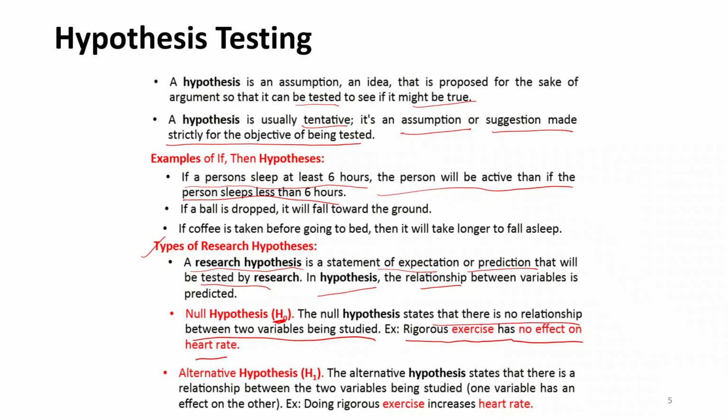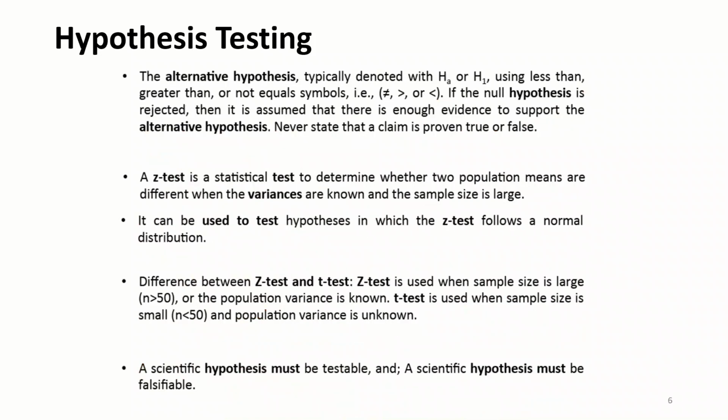And the alternative hypothesis states that there is a relationship between the two variables being studied. One variable has an effect on the other. So an example is: doing rigorous exercise increases the heart rate. The alternative hypothesis is usually denoted by HA or H1. So it will use less than, greater than, and not equal symbols.